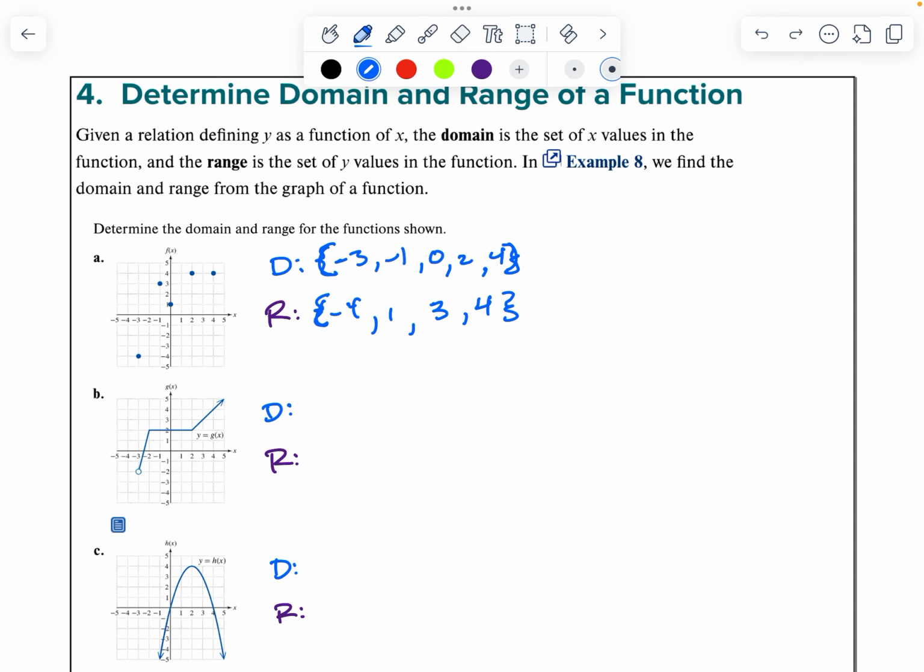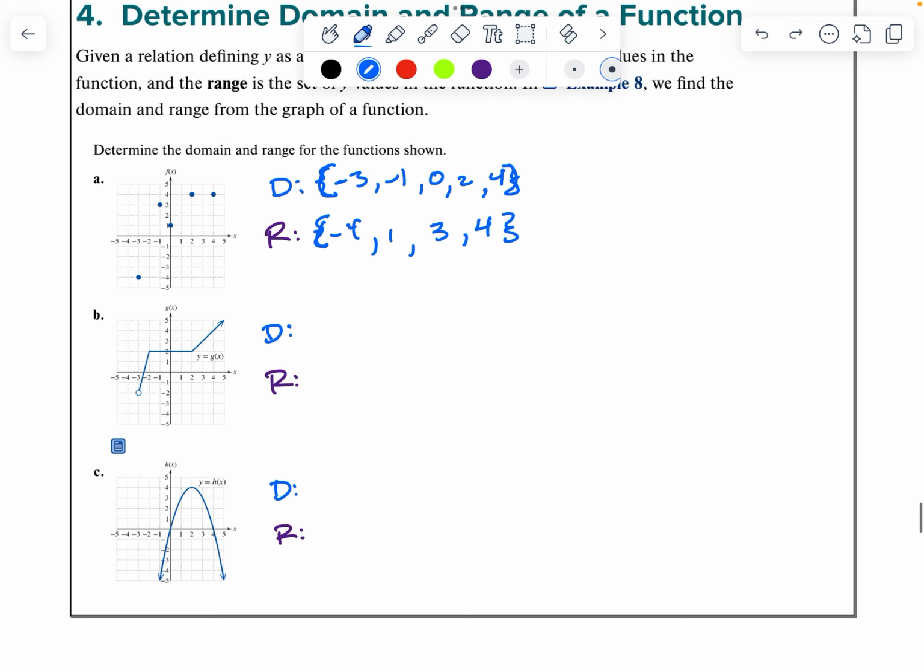All right, the domain on this one, the second one, B. How far left does it go and how far right does it go? Domain is always left to right. It's on the x-axis. It goes everywhere from 3 all the way to infinity. Does it include the 3? The answer is no, because it's an open circle. So it goes from 3 to infinity, not including the 3.